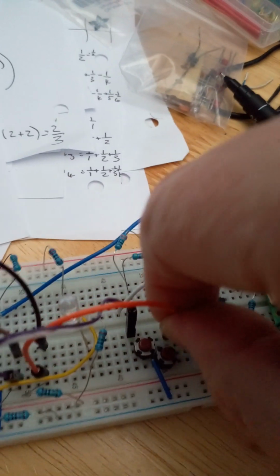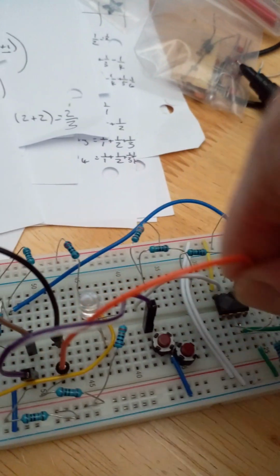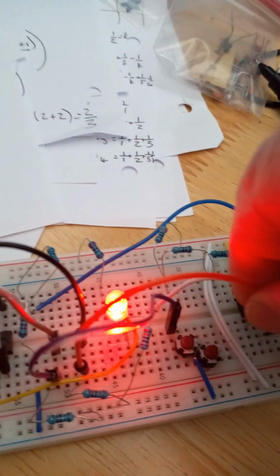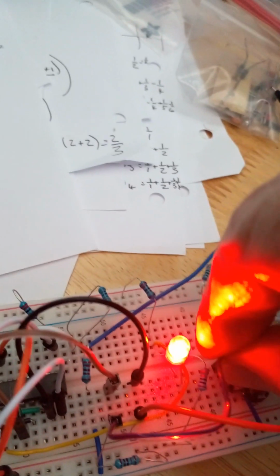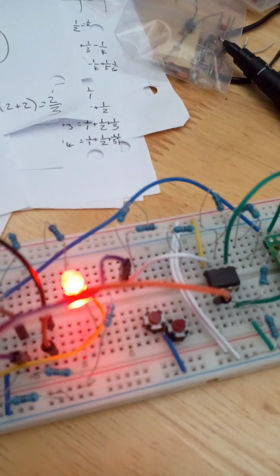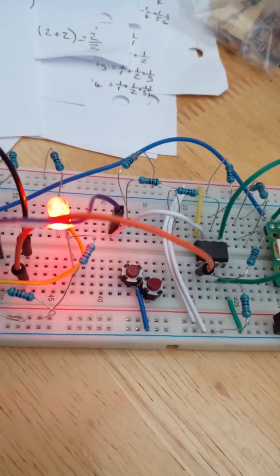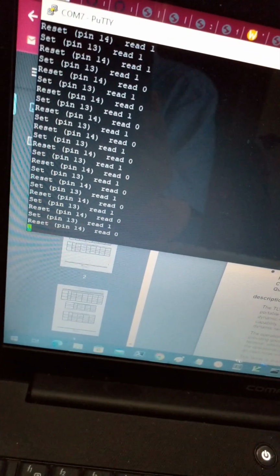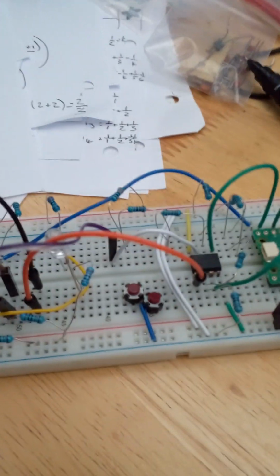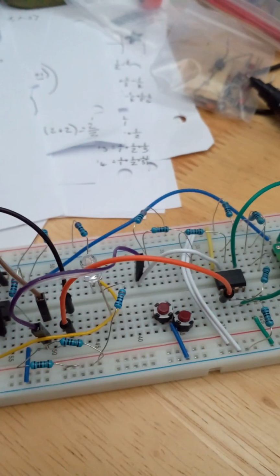So if I put that into the output of the op amp, and I put that into the other output, it's now the Raspberry Pi that's toggling the bit. So I've added 1 bit of memory to the Raspberry Pi.